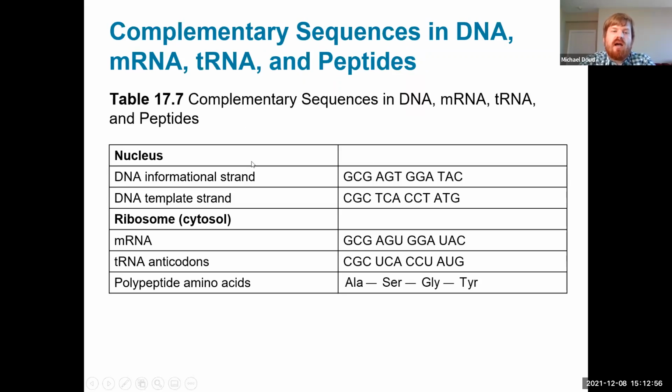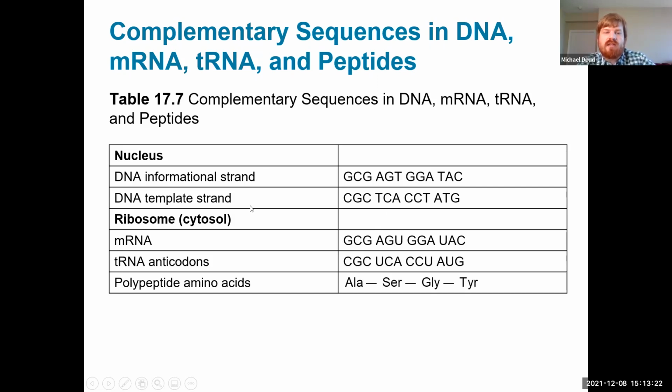Okay, also coming up with our complementary sequences, remember that DNA has a base pairing with its template strand and its informational strand, either way. That can then be transcribed into mRNA. mRNA gives a series of 3 codons here, so GCG, AGU, GGA, UAC.